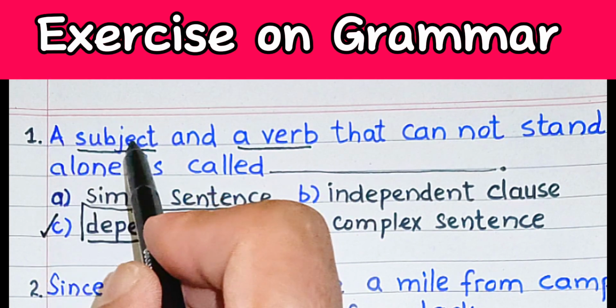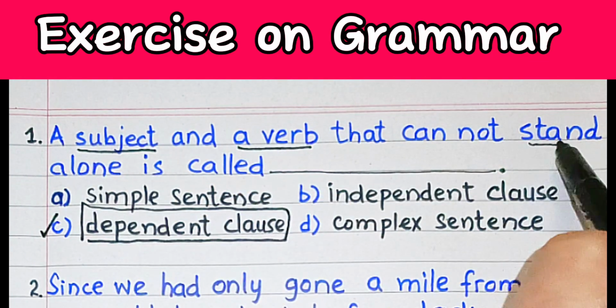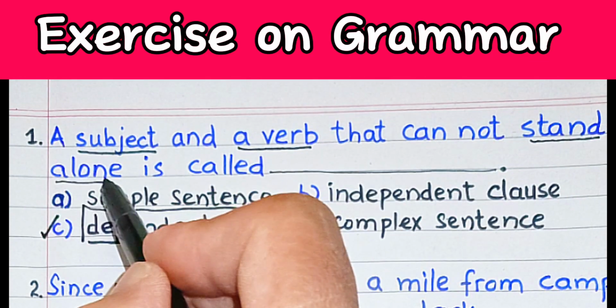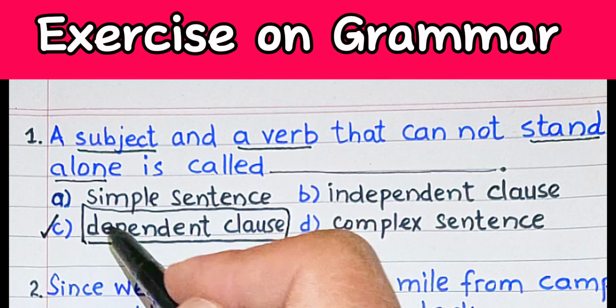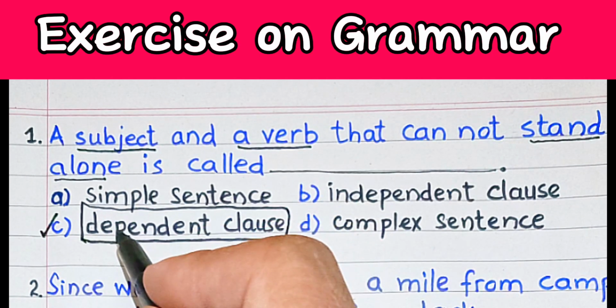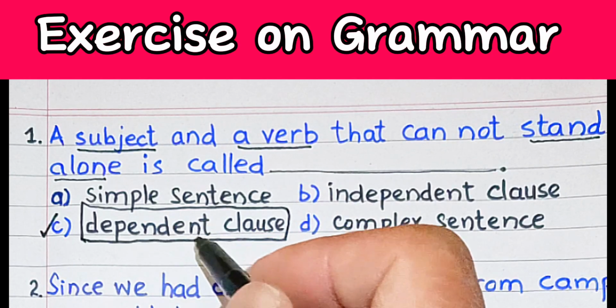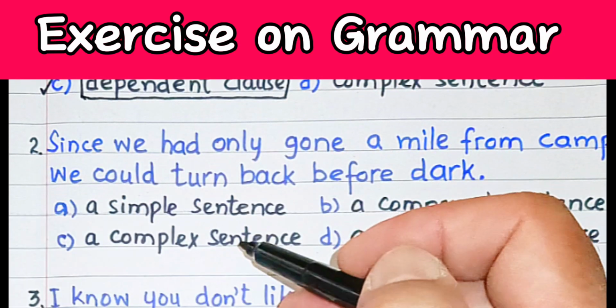So it says a subject and a verb that cannot stand alone. So it's a clause that is always going to be dependent on an independent clause. So this clause is going to be called dependent clause. Sometimes we may call it if clause as well.